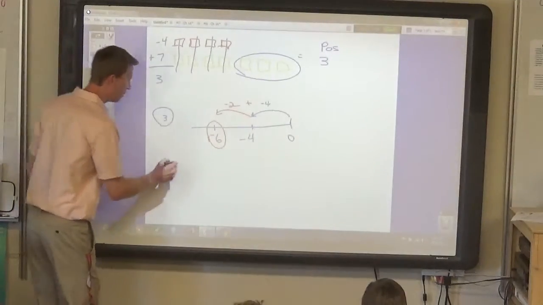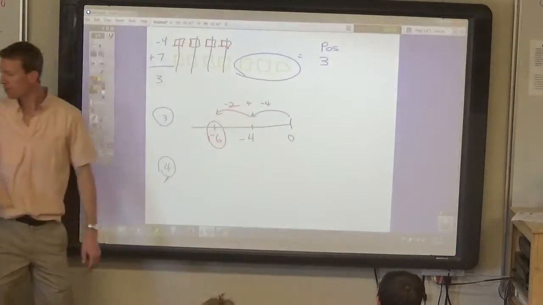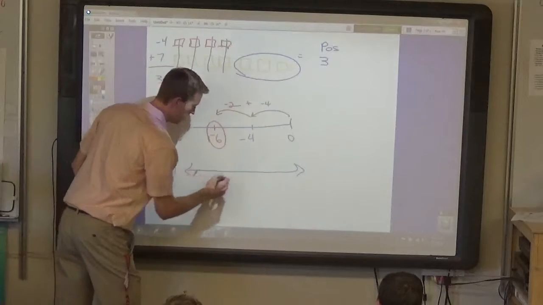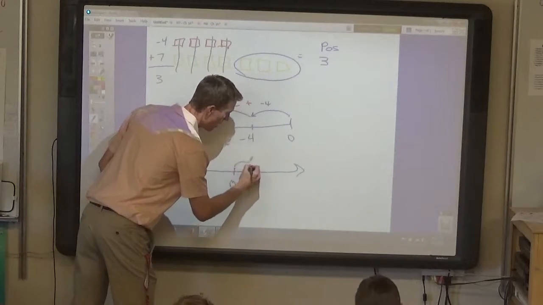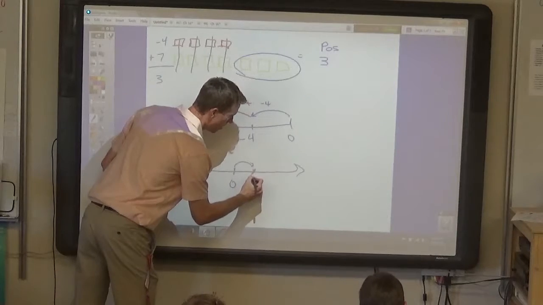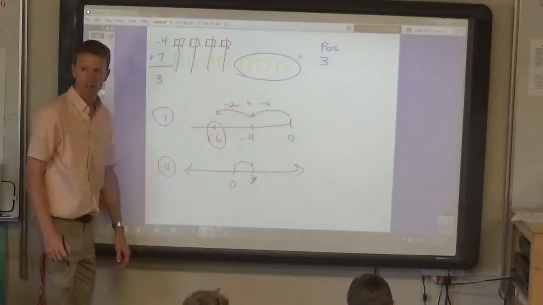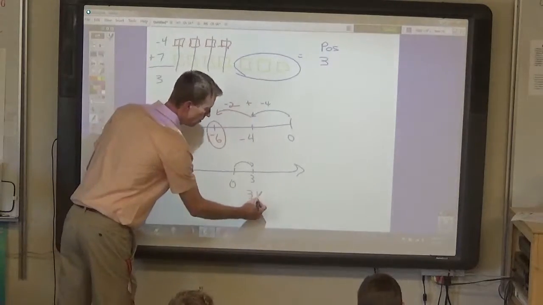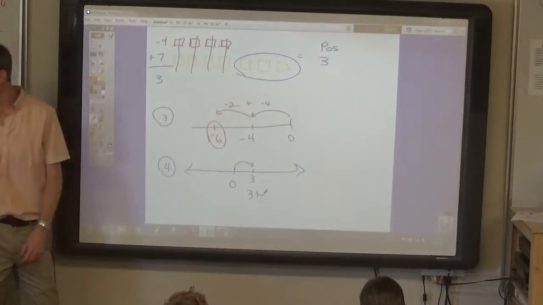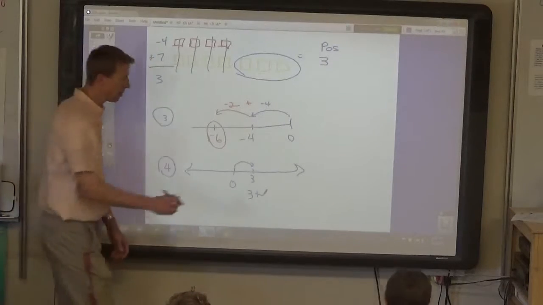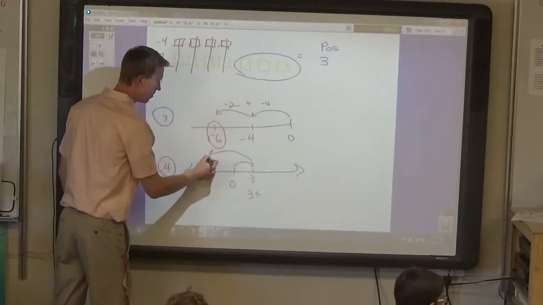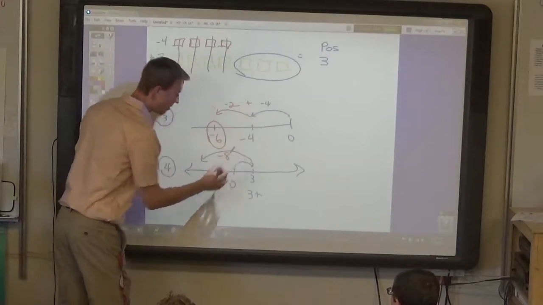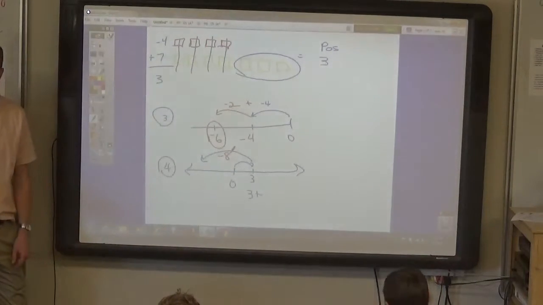Now, any move to the right is a positive move. So number 4, on that number line, it starts at 0 and goes to the right 3. So that represents the problem 3 plus, and then it goes to the left 8. So that's a move of negative 8. Where would we end up?